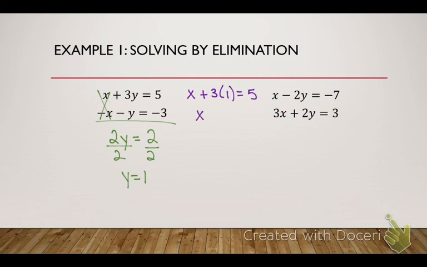And then x plus 3 equals 5. Minus 3. And x equals? X equals 2. Okay, so hold on. So 2, 1 is my ordered pair.